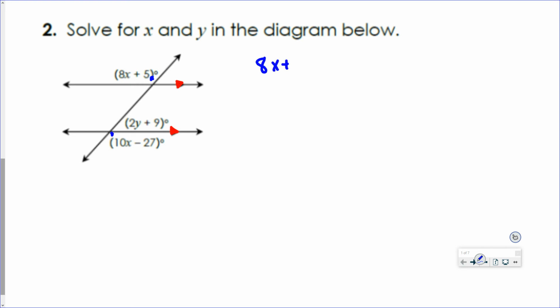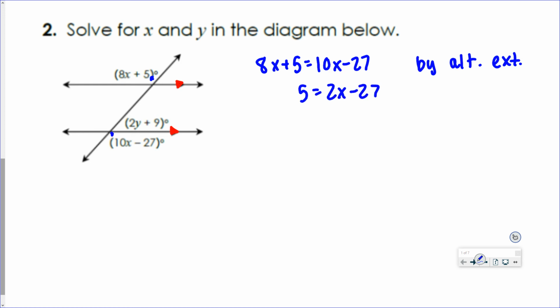So we'd say this angle is the same as this angle. It doesn't ask us to do this, but on the quiz you're going to have to. Don't let me forget to give you the quiz review too. By alternate exterior angles. All right, let's quickly solve this. We got x to be 16.